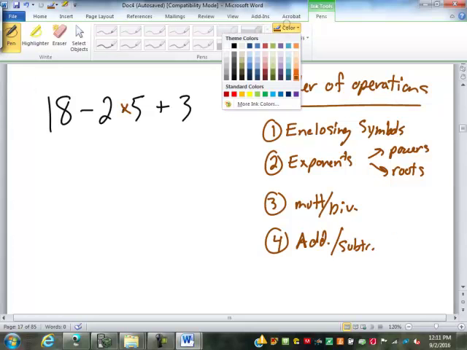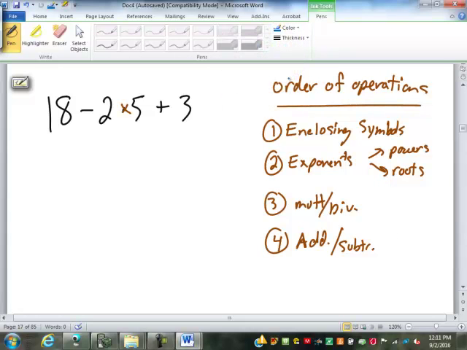Now, most people view these as a set of steps, and that's not really what they are. What they really are is levels of priority. The things at the top of the list have priority over the things at the bottom, so they have to happen first. So looking at our problem here, the highest level of priority is the multiplication, 2 times 5. That's 10. So I take out the 2 times 5 and I replace it with 10.